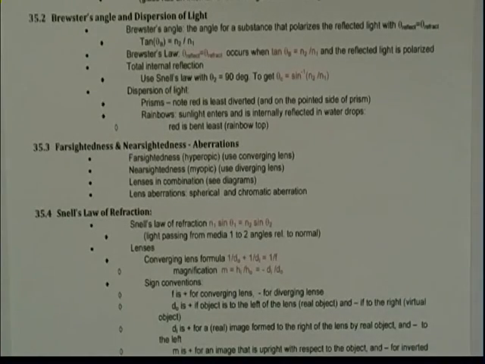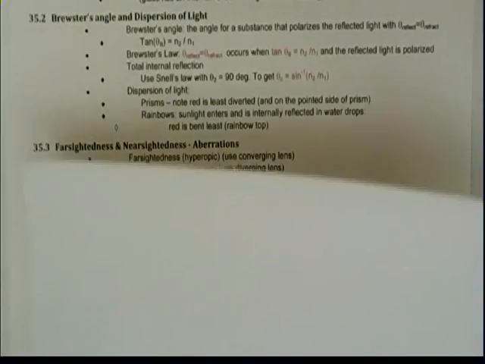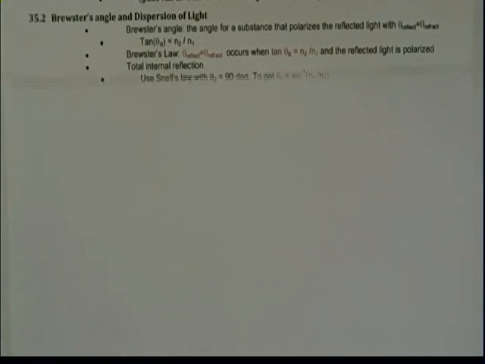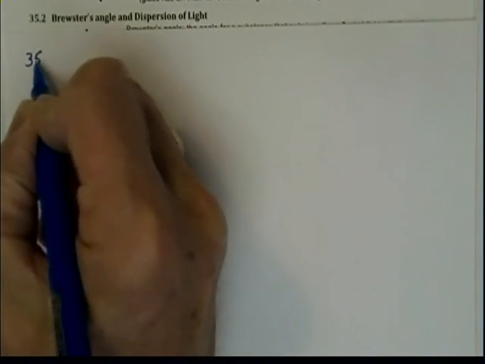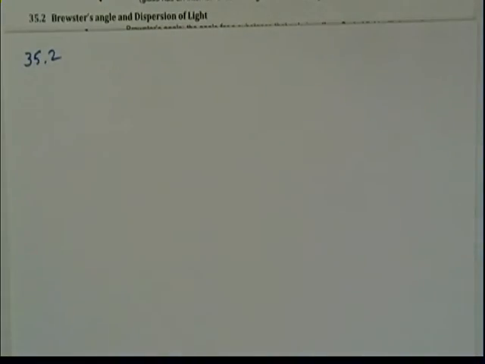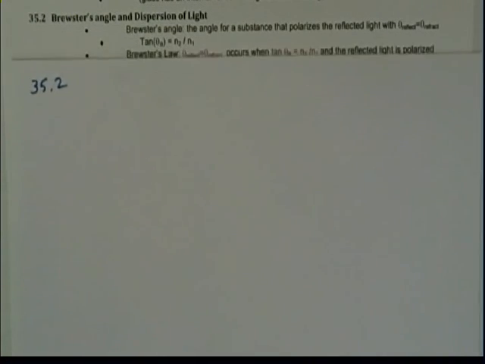We'll continue here in chapter 35 on refraction of light, as opposed to reflection, which was the last chapter. In this module, 35.2, we're going to talk about Brewster's angle and the dispersion of light.